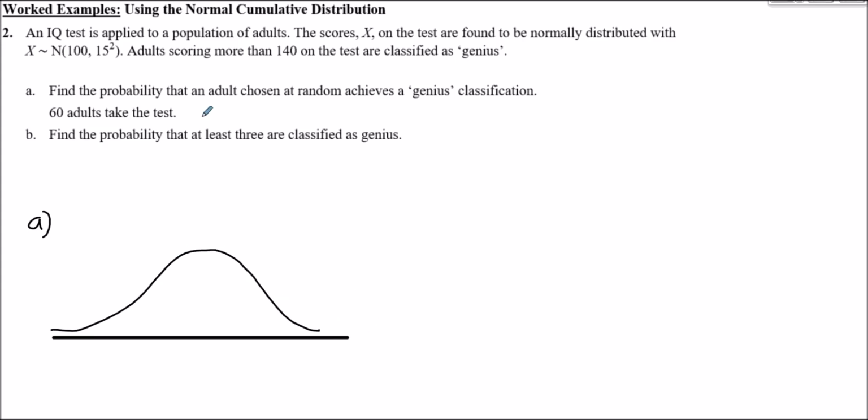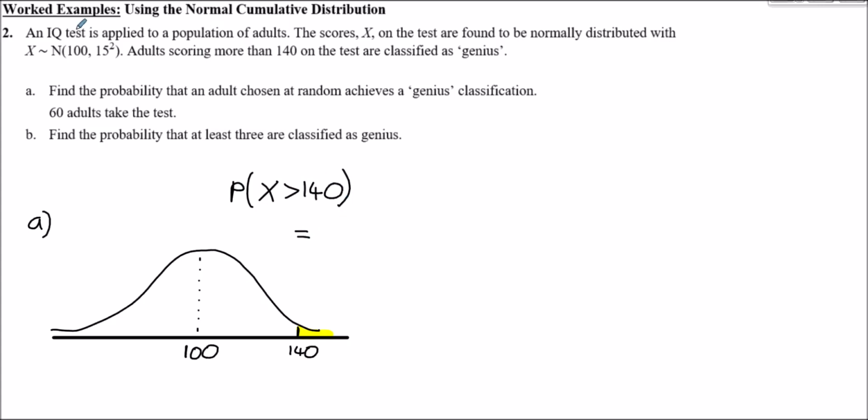Okay, so the mean is 100. 140 or higher is genius. Obviously 140 or higher is going to be very rare, so I put 140 here. I'm trying to find this tiny tail, which is the proportion of the population which are geniuses. So for part A, I ask you to work out the probability of observing an IQ of 140 or greater.